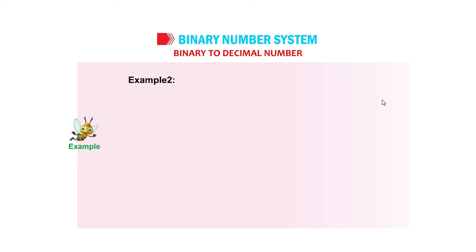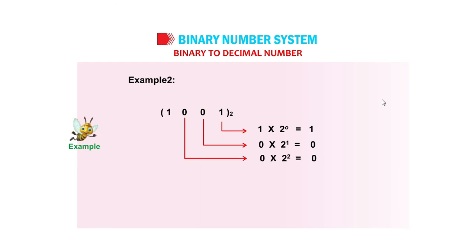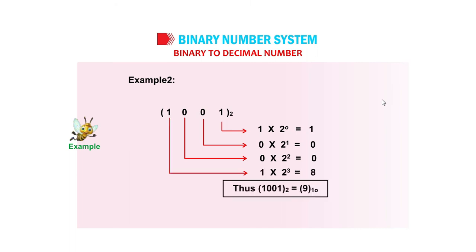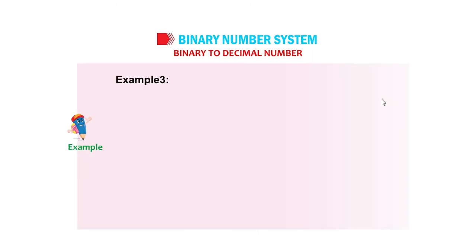Example 2. 1001 base 2. 1 into 2 raised to power 0 equals 1. 0 into 2 raised to power 1 equals 0. 0 into 2 raised to power 2 equals 0. 1 into 2 raised to power 3 equals 8. Thus, 1001 base 2 equals 9 base 10. Example 3.